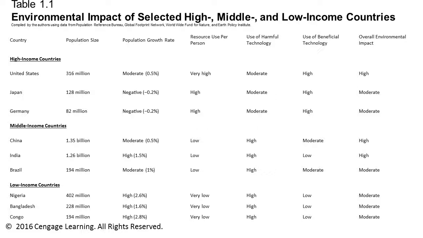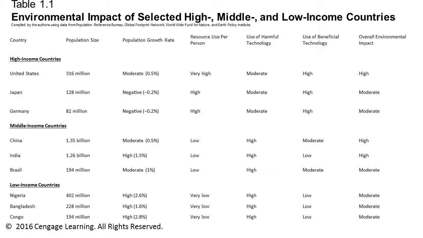There's a difference though when you look at this. The United States has a very high resource use per person. China actually has a low resource use per person. This kind of correlates to our ecological footprints. US is a high eco footprint, China's a lower eco footprint when it comes to resource use per person. Then we look at the next column.